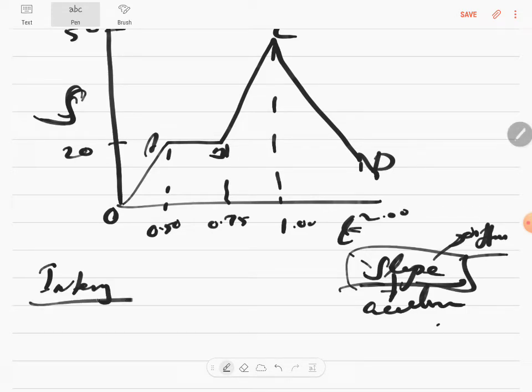If you integrate a speed time graph, you will get distance, not displacement. You can do two things here when they give you graph sums. Yes, ma'am.